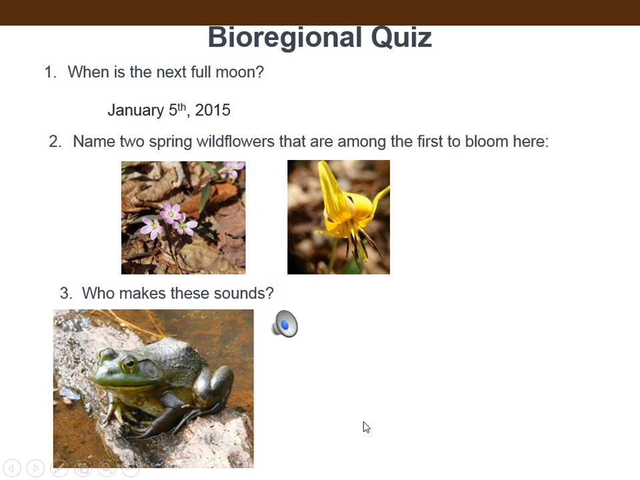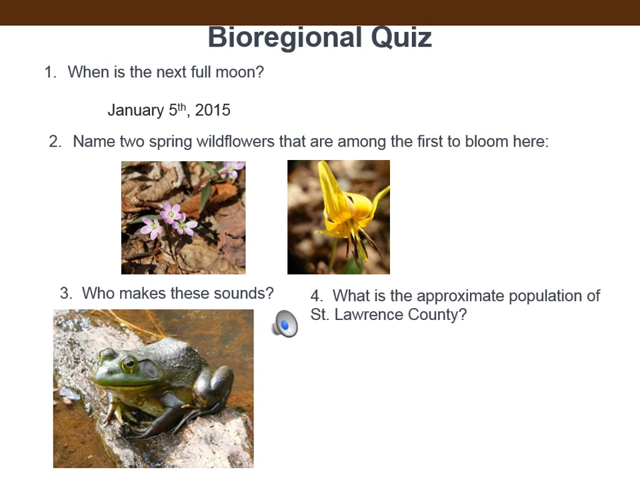And if you guessed it was a bullfrog, you would be right. But bioregional literacy has to do not just with the natural phenomena, but also the human aspects of where you live. So for where you live, do you know the approximate population size of the city or county in which you live? Here in St. Lawrence, it's about 111,000 people.